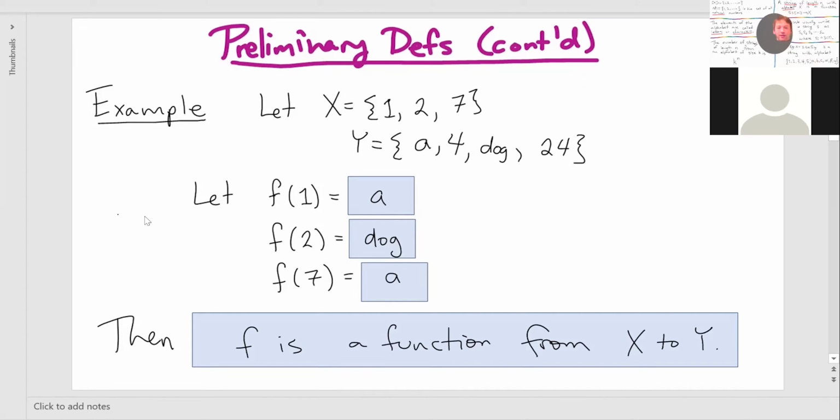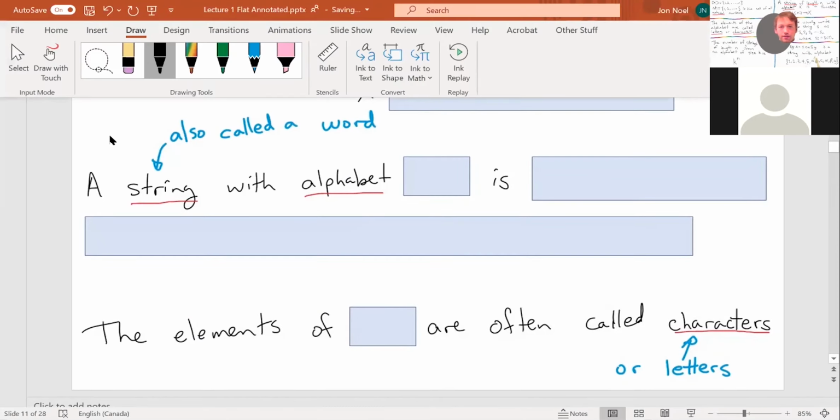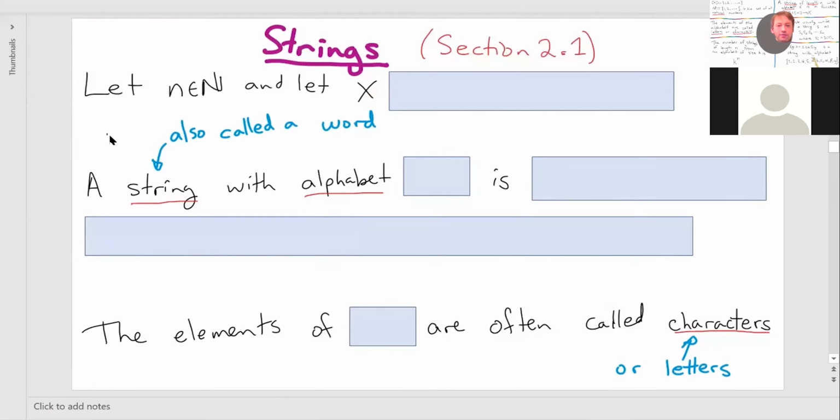So there's a question about whether strings have to be one-to-one, and the answer is going to be no. We'll get into that. Okay, so here's the definition of strings.